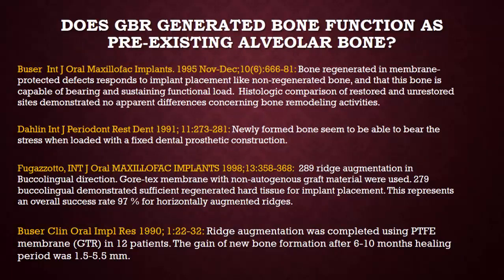So does the GBR-generated bone function as the pre-existing alveolar bone? Meaning, the bone that forms after we do the GBR, is it like the original native bone, or are there differences? According to a study by Buser in 1995, bone regenerated in membrane-protected defects responds to implant placement like non-regenerated bone, and this bone is capable of bearing and sustaining the functional load. Histologic comparison of the restored and unrestored sites demonstrated no apparent difference concerning the bone remodeling activities.